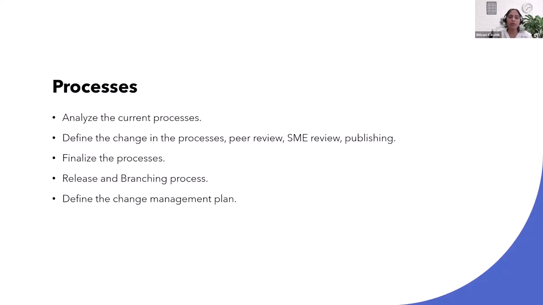You also need to think about changes in the release and branching processes, because if you have changed the tool, then definitely there is a change in the release and branching processes as well. And if you didn't have any release and branching process, then you have to establish a new one, and define the change management plan. You cannot just go ahead and make any change in any of the processes. So to change anything, you have to define how you go through the change and what the process looks like for changing the plan or any of the processes.